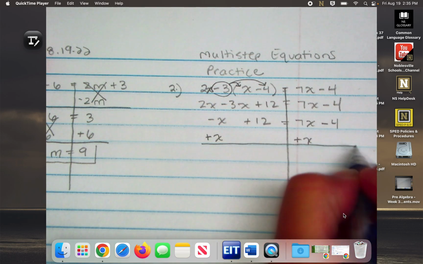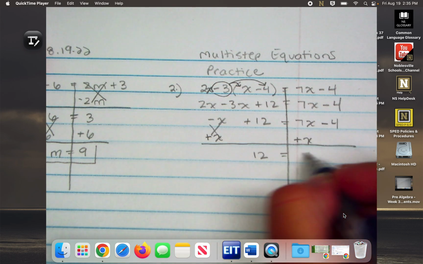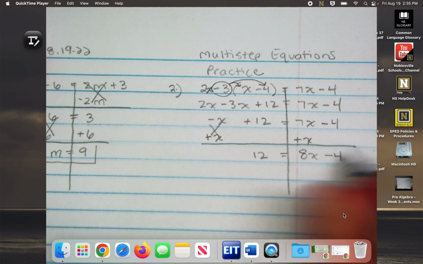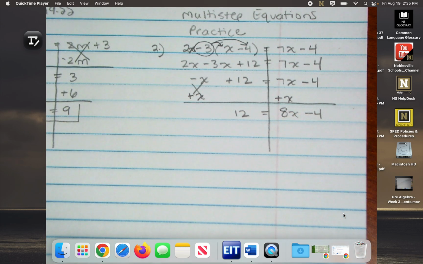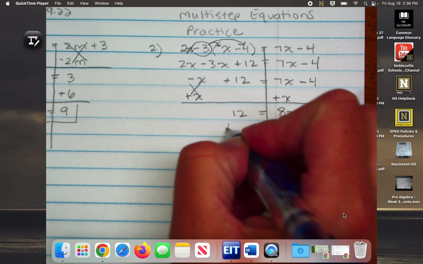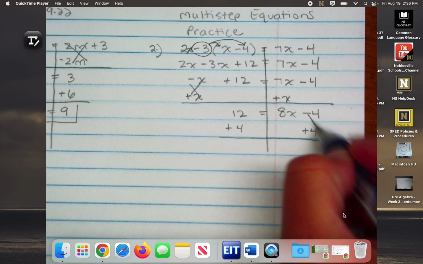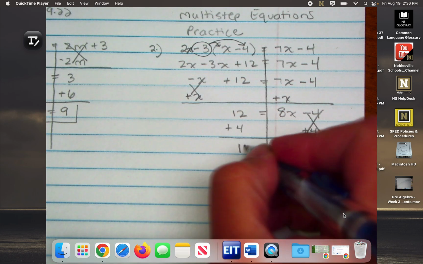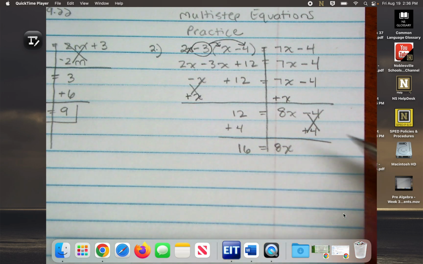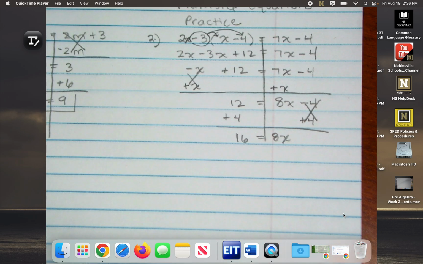So now I have 12 equals 8x minus 4. So now I have a two-stepper, which means I have 2 steps left. What am I going to do, Dylan? I'm going to add 4 to both sides. This is that property of equality where whatever you do to the one side, you have to do to the other to balance it out. 16 equals 8x. Nate, what's my last step?